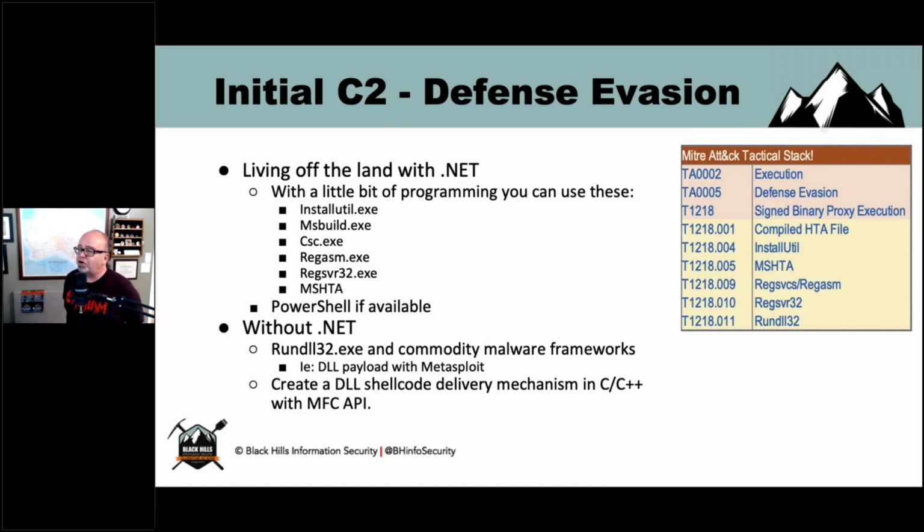So with a little bit of programming, you have the capability in hand as an attacker to use things like InstallUtil, MS-Build, CSC, RegAsm, all of these live off the land tools to get your command channel to execute, because you cannot execute a standard executable, right? You have to bypass the application whitelisting.